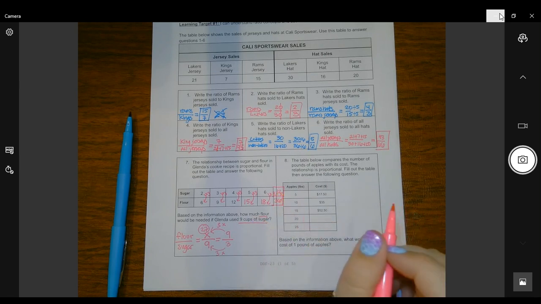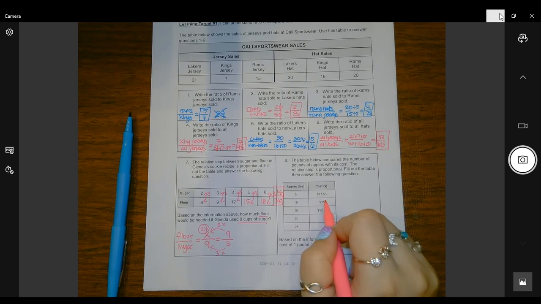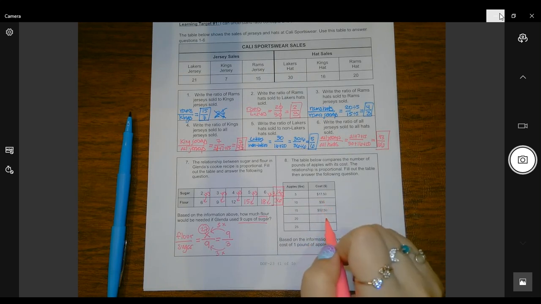Okay, moving on. Let's try this next table. It looks a little bit tougher. It says the table below compares the number of pounds of apples with its cost. The relationship is proportional, which means it's going to stay consistent the whole time. Fill out the table and then answer the following question.